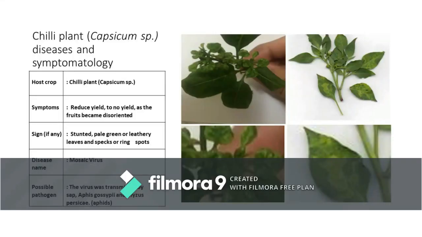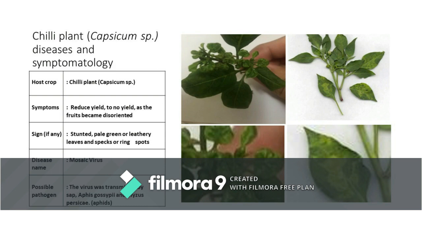And so the last plant we are going to discuss, with its disease and symptomatology, is the chili plant, which is also known as Capsicum sp. The host crop is the chili plant, and the symptom of this virus is reduced yield to no yield as the fruits become disoriented. And the sign of the virus is stunted, pale green or leathery leaves and specks of ring spots.